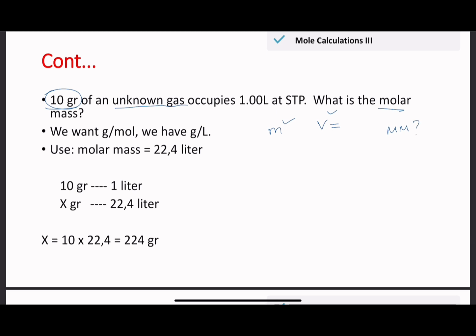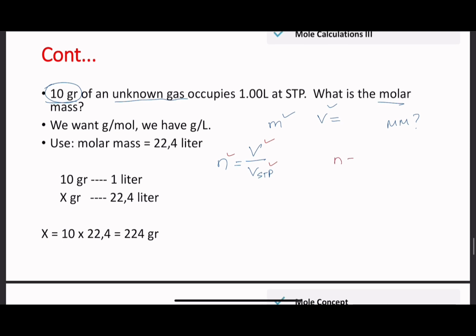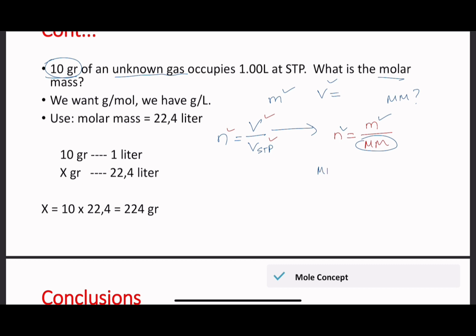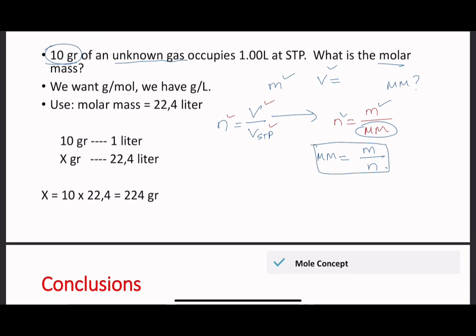We know that using volume at STP, we can find the mole number. Because V is given, we can get the mole. And then using the formula, we have M over molar mass. We are given the M, and once we find N from here, we can get the MM. Okay? So we can just write MM, molar mass, equals M over N, right? This is the formula that we will use in the end.